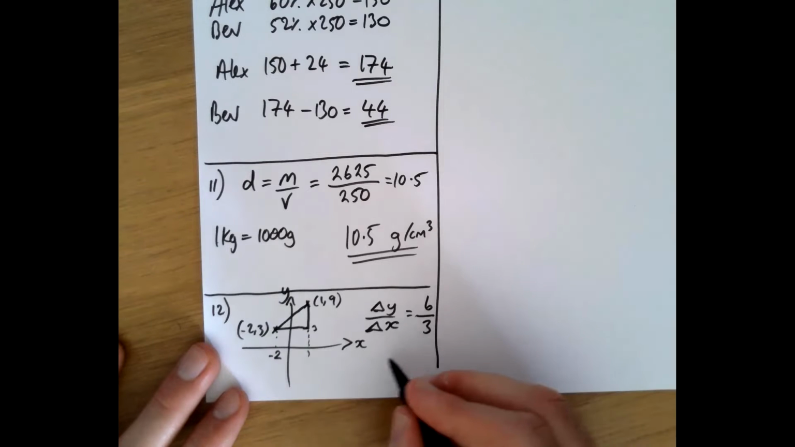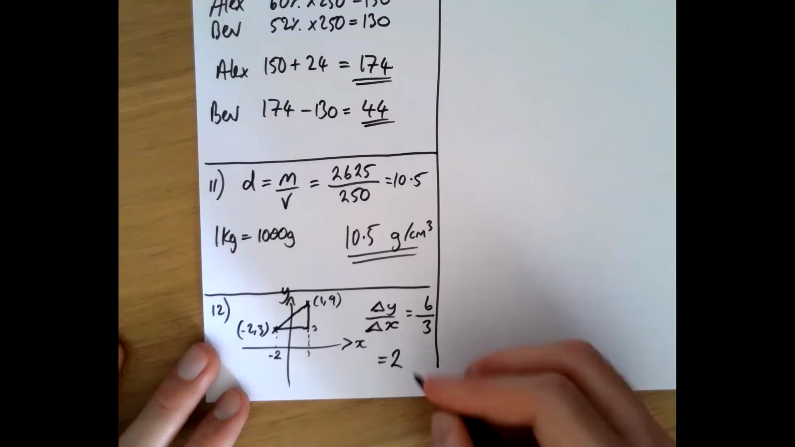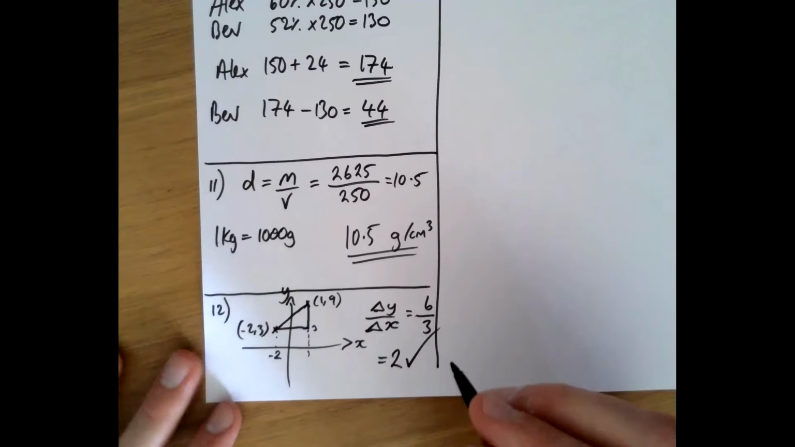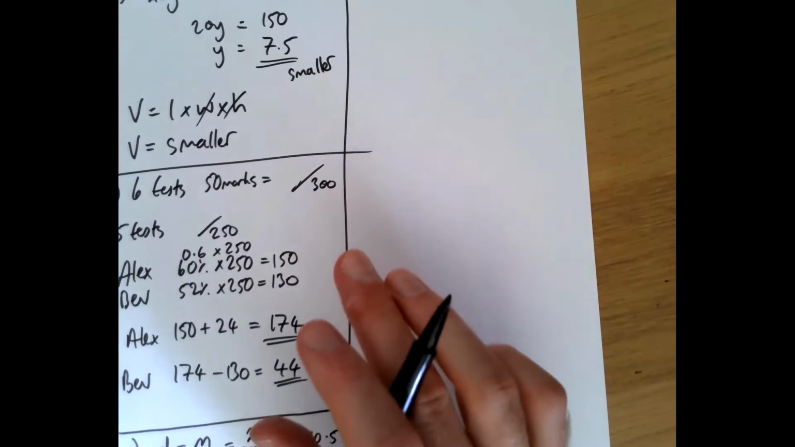6 divided by 3 is 2. My line is sloping upwards, so it's positive. So it must just be positive 2. Right, so that's okay. Just draw yourself a little sketch and then you should be okay with it.